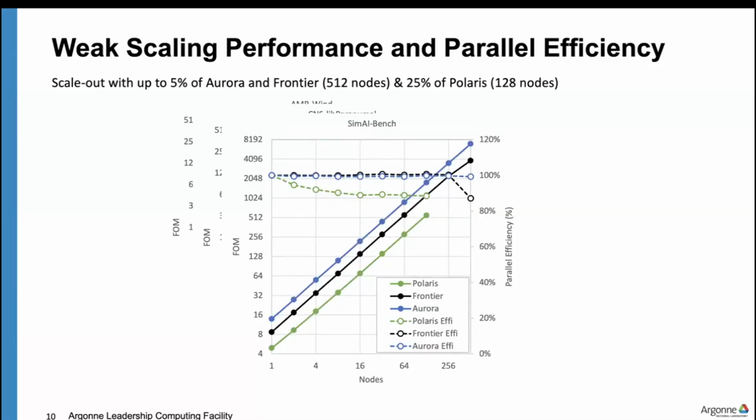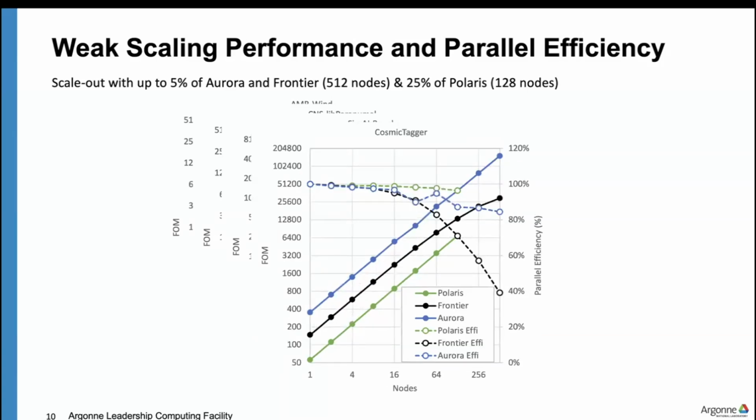In the SimAI-Bench case, again, Aurora is faster than Frontier, and Frontier is faster than Polaris. Frontier and Aurora efficiency is pretty good, in most cases very close to 100, but for some reason Polaris loses efficiency. Our first guess is that Polaris has a lower network bandwidth than the other nodes, so that could be the reason. But to identify the exact issue, we need more investigation. I think HPCToolkit or TAU can help us identify the issues.